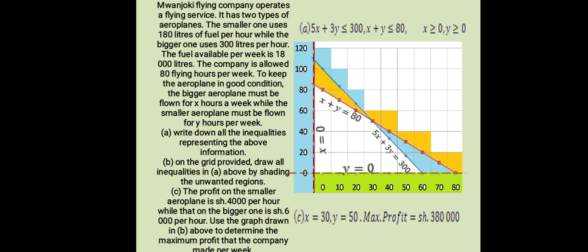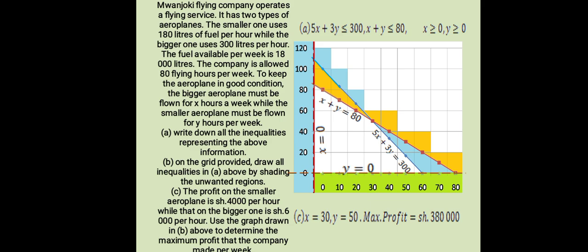Mwanjoki Flying Company operates a flying service. It has 2 types of aeroplanes. The smaller one uses 180 liters of fuel per hour, while the bigger one uses 300 liters per hour. The fuel available per week is 18,000 liters. The company is allowed 80 flying hours per week.